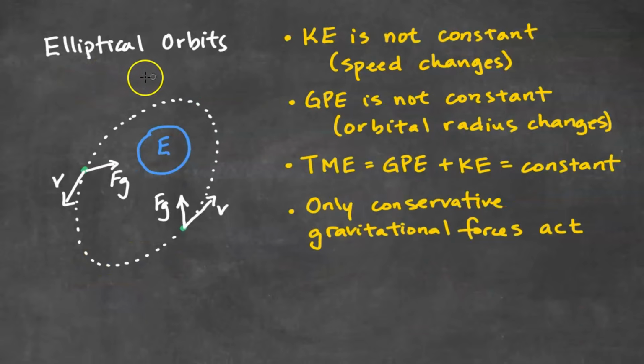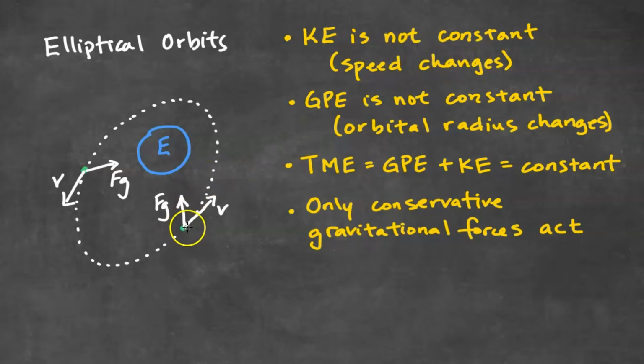Now we're going to take a look at elliptical orbits. Here we have a satellite going around the Earth, and we're going to start with the position on the left here. The green dot represents the satellite. It's moving in this direction, and there's a gravitational force towards the Earth. You can see that there is a component of the gravitational force that is in the opposite direction of velocity. That means that component of the gravitational force is doing negative work on the satellite, which means that the kinetic energy of the satellite is decreasing, which means that the speed of the satellite is decreasing. And so we say that the kinetic energy is not constant and that the speed changes.